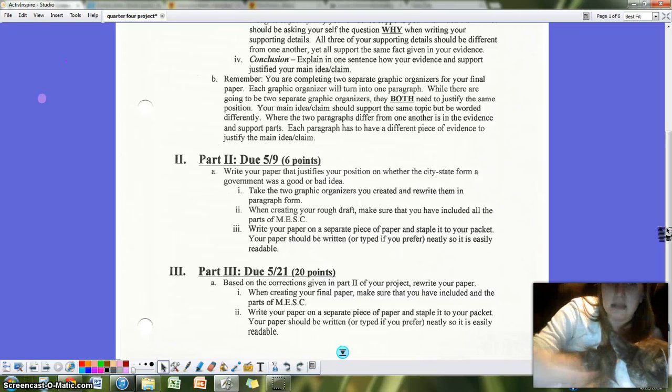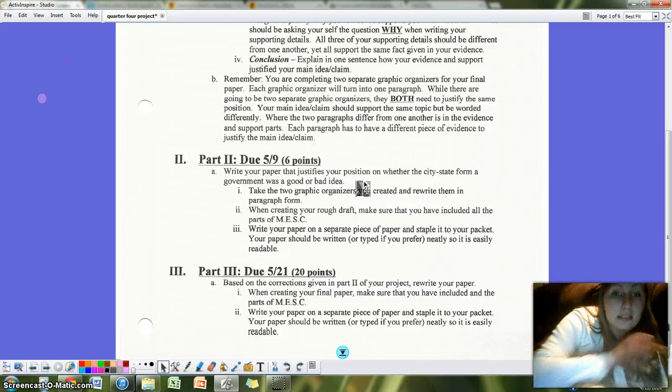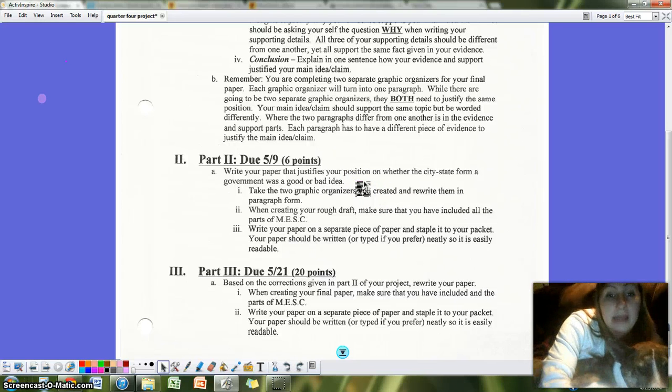Remember, complete sentences, your capitalization, your punctuation. You need to make sure to indent your paragraphs. So you're going to take the graphic organizer and those sentences you wrote on there, and you're going to write it into actual paragraph form. You need to make sure that it answers the question and it justifies your position on whether the city-state form of government was a good or a bad idea.